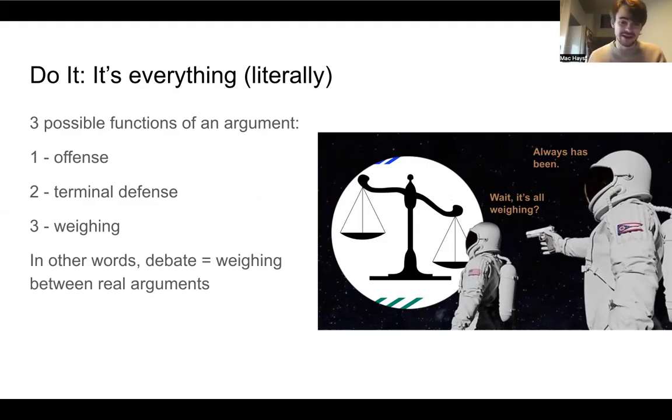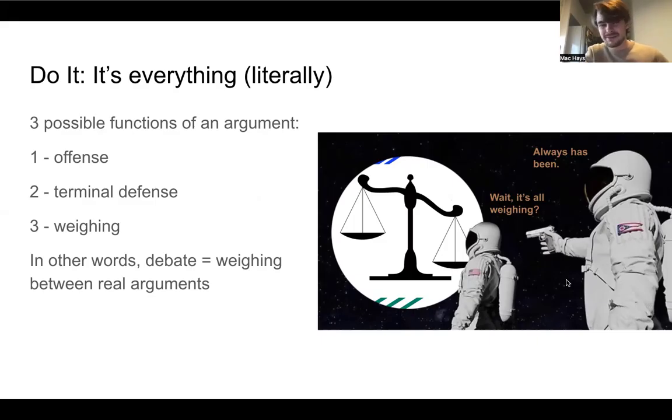Two, it could be terminal defense, as in you could be erasing an argument from the flow. This is 0% true. It's just an incorrect argument, and so the judge does not consider it at the end. Or three, it's weighing. And the important thing is there's no in between. There is nothing else. Anything that is not one of these three, it doesn't really contribute to you winning at all, right? It can't possibly do anything to help you win.